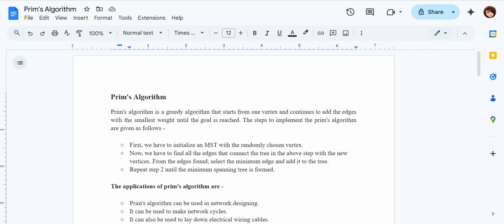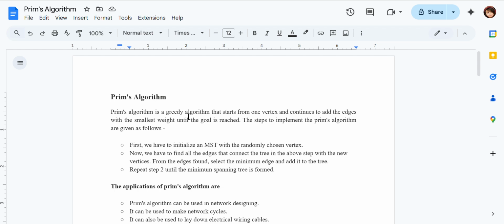Regarding the minimum spanning tree, the goal is to create a graph with no cycles, or simply an acyclic graph with a minimum edge cost. This is the main goal of a minimum spanning tree. To create that, we have several algorithmic procedures. The first one is Prim's algorithm.